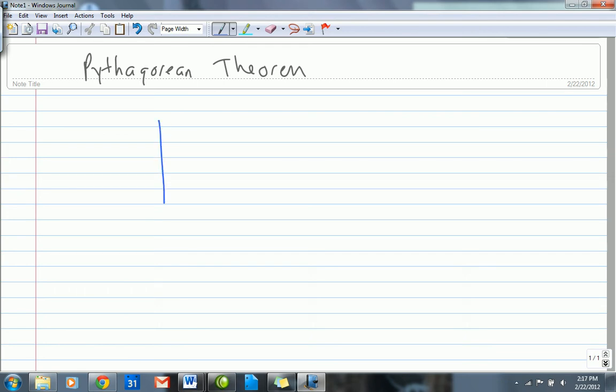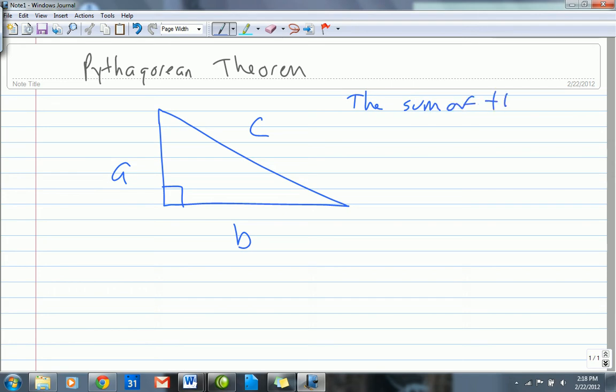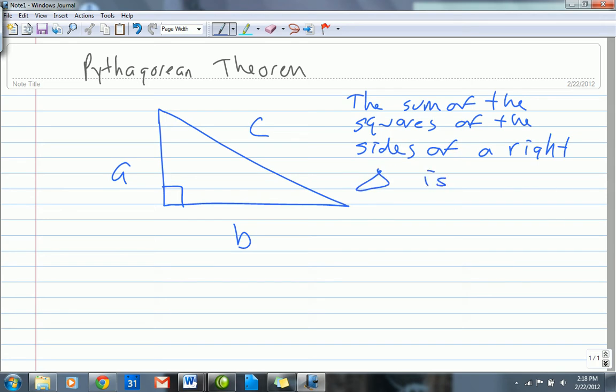So the Pythagorean theorem works for right triangles. And so if that side is called A and that side is called B and the hypotenuse is called C, what the Pythagorean theorem states is the sum of the squares of the sides of a right triangle is equal to the square of the hypotenuse.